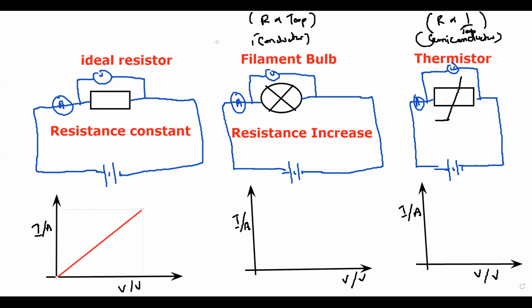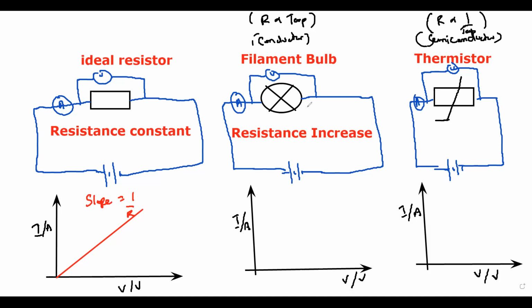Practically, we don't have ideal resistor because whenever we are passing a current through a resistor, heat is produced and its resistance does not remain the same, it changes. But ideally, we assume resistance is constant. So whenever we sketch a graph between voltage and current, it will always be a straight line for ideal resistor. And remember, the slope of this line is reciprocal of resistance. But resistance is not changing. That's why the slope is not changing.